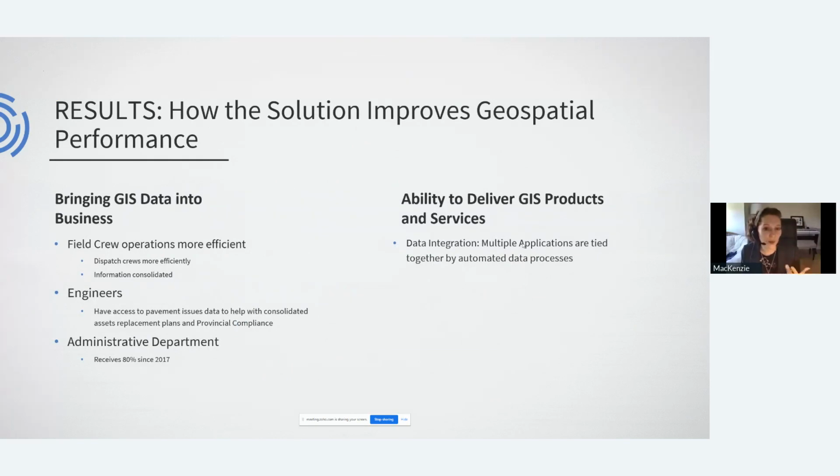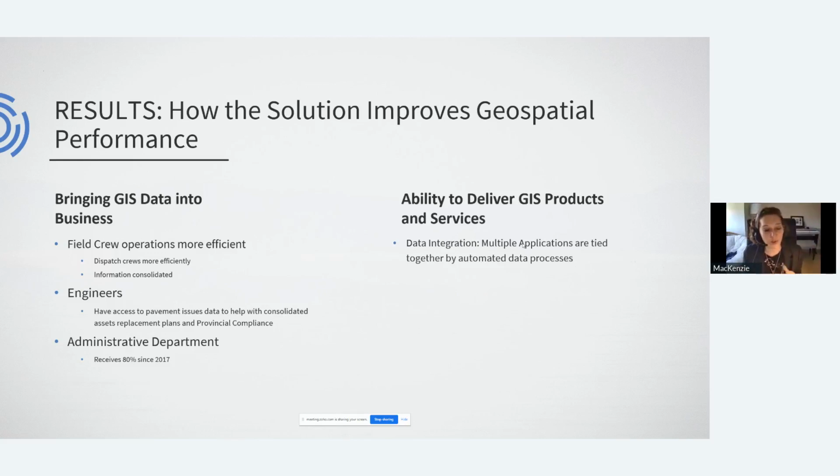So how did this solution help them improve their performance? Again, from the point of view of bringing the GIS data into their business, the field crews could operate more efficiently, because the dispatch crew and the managers can dispatch crews based on where the work needs to be. So based on a map.